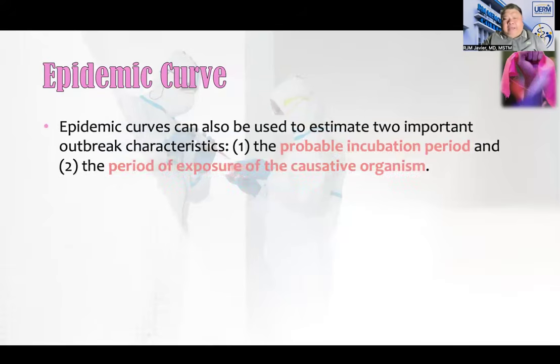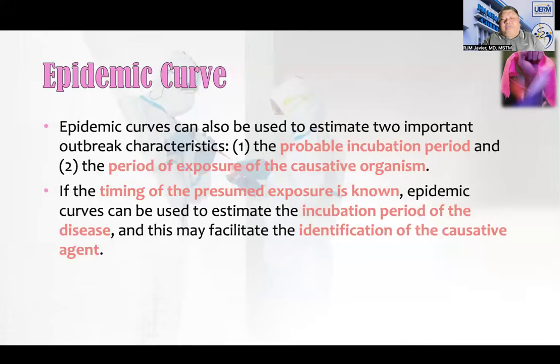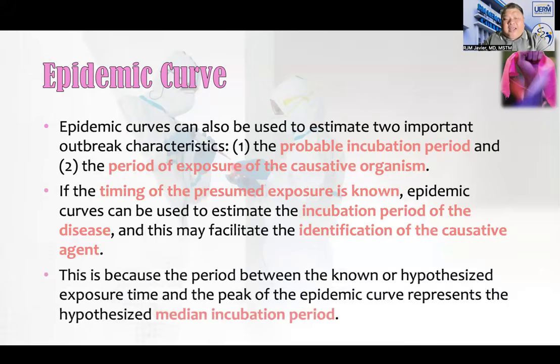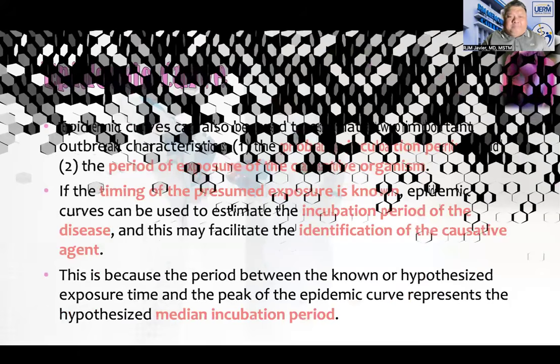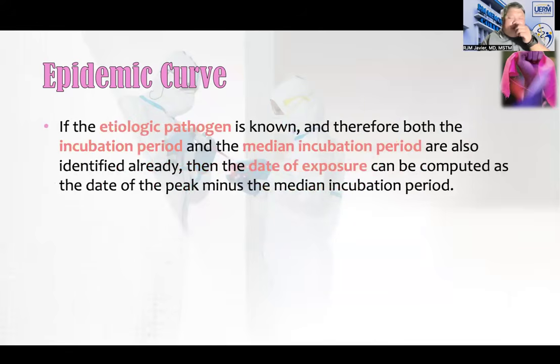Now, the epi curve can also be utilized to estimate two important characteristics: the probable incubation period and the period of exposure. If the timing of the presumed exposure is known, epidemic curves can be used to estimate the incubation period of the disease, and this may facilitate the identification of the causative agent. This is because the period between the known or hypothesized exposure time and the peak of the epidemic curve represents the hypothesized median incubation period. Now let's pretend the etiologic agent is known, and therefore both the incubation period and the median incubation period are readily identified, then we can estimate the date of exposure.